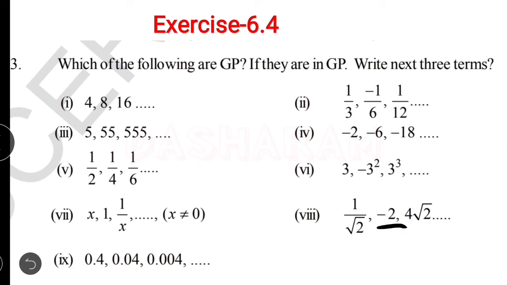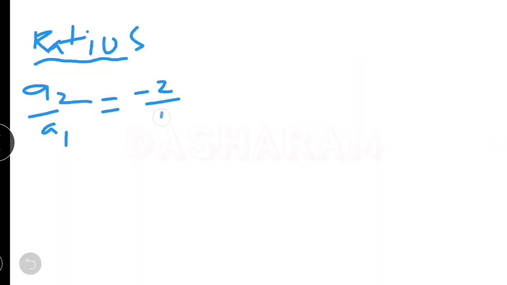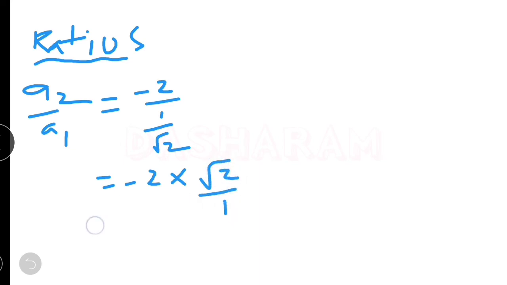What is the A1 value? 1 by root 2 is the A1 value. It is equal to minus 2 divided by 1 by root 2. So minus 2 into root 2 by 1. Then it is equal to minus 2 root 2. So the first ratio is minus 2 root 2.